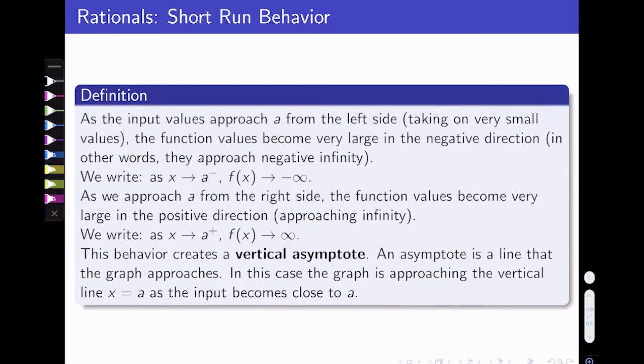Typically, these come from rationals where the rational function is undefined. Because rational functions have polynomials in their denominator, they have values at which the function is undefined, where the denominator would be 0 and we cannot divide by 0. So that would visually create an asymptote, a vertical asymptote.